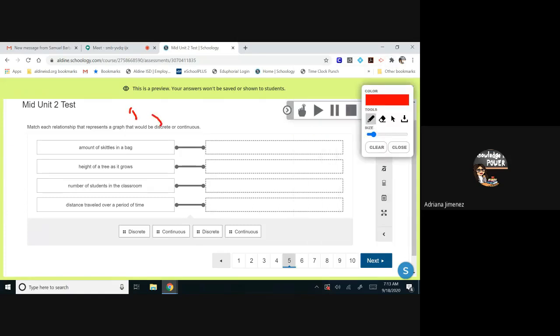Discrete means points, whole numbers. Okay, this one is connected.